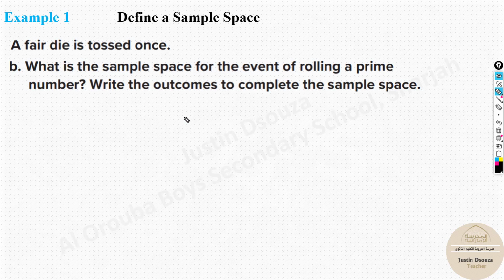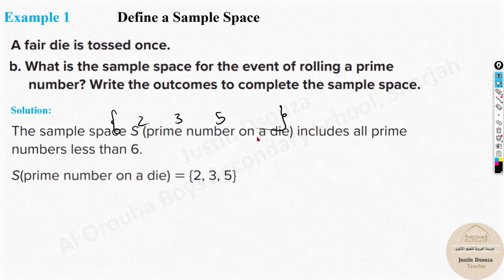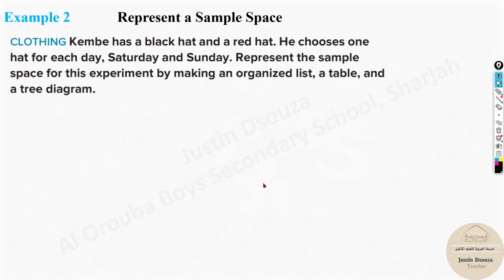Now here you have just a die, so all the prime numbers within 1 to 6, right? It'll be starting from 2. 1 is not a prime number. It starts with 2, 3, 5. So these are the prime numbers. That's it. So that would be your sample space. So it is 2, 3, 5.